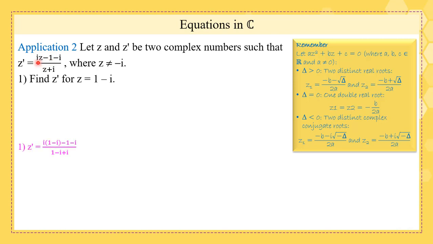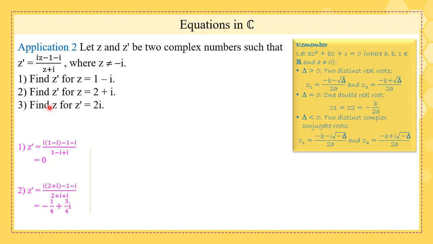So if we replace each z by 1 minus i, we get a 0. Now the second part asks to find z prime for z equals 2 plus i. We do it similarly. Try to do it alone. So in this case, if we replace each z by 2 plus i in the original relation, this is what we get. And after we multiply by the conjugate or we use the calculator, we get this answer.